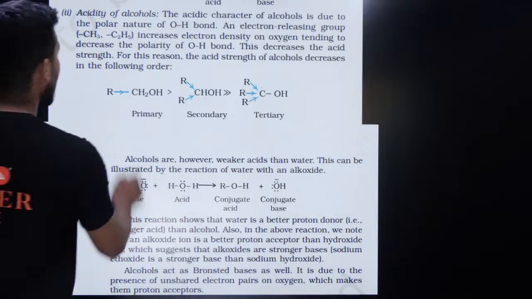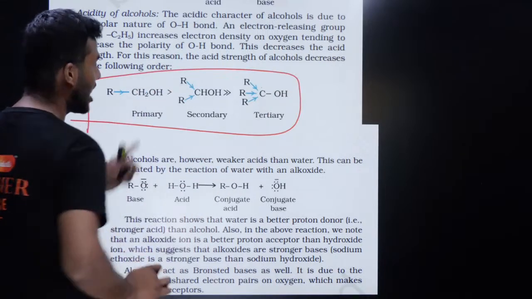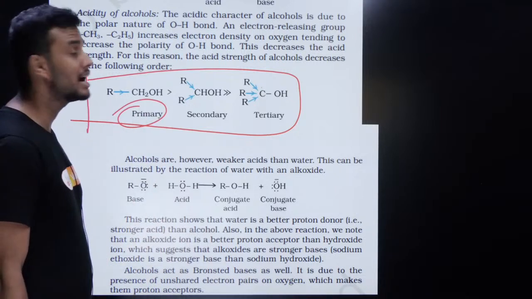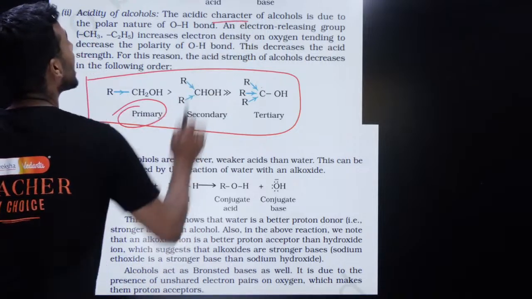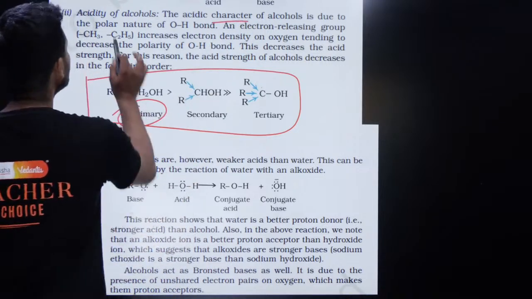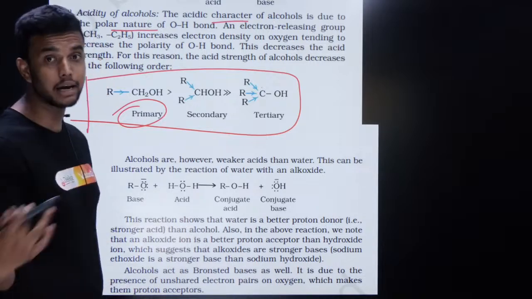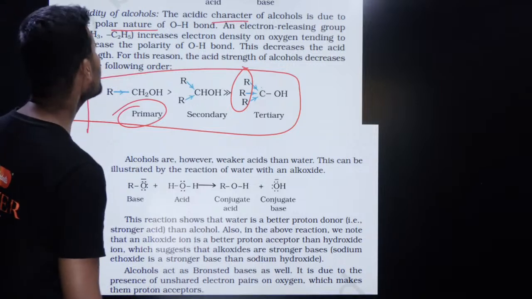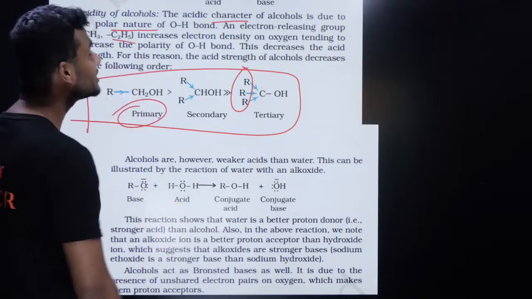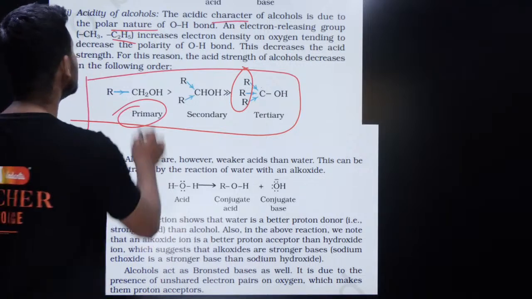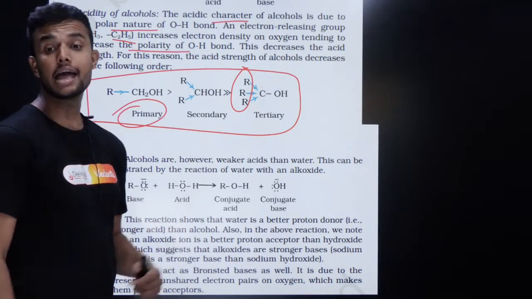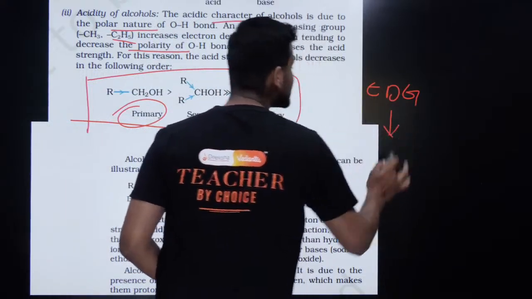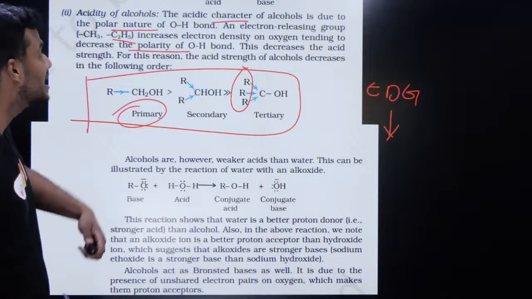Here, in the acidity of alcohol, we have this pattern. If it is a primary alcohol, then its acidity is high. The acidic character of alcohol is due to the polar nature of the OH bond. It completely depends upon these R groups. If an electron releasing group like CH3 or C2H5 increases electron density on oxygen, it decreases the polarity of the OH bond. If an electron donating group is present, the polarity decreases. If an electron withdrawing group is present, it increases.